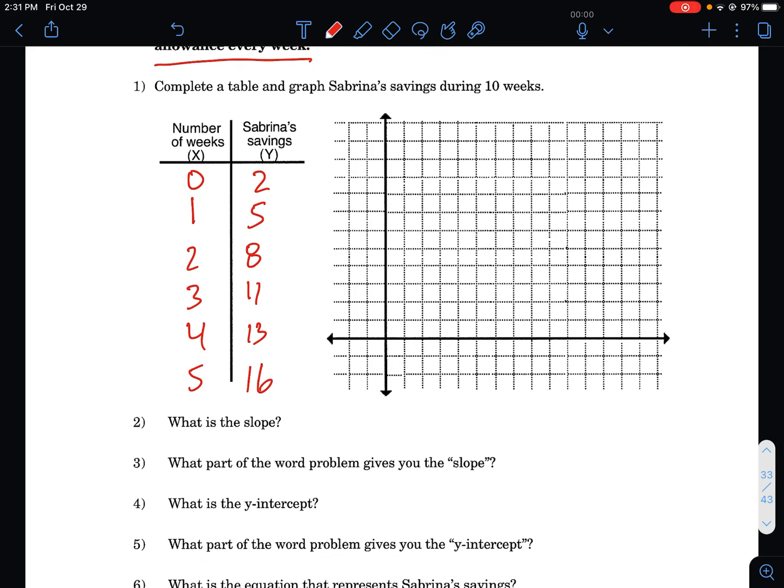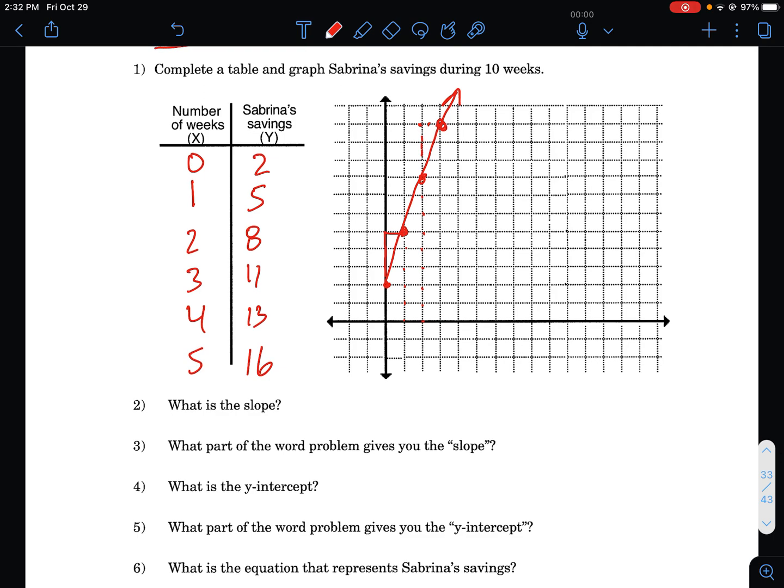And we could even graph this right now. 0, 2 is 0, 2. That's the beginning. 1, 5 is 1, 1, 2, 3, 4, 5. 2, 8, 1, 2, 3, 4, 5, 6, 7, 8. And you can see the pattern. You're going up 3 over 1, up 3 over 1, up 3 over 1. So Sabrina's graph looks like that. What is the slope? My slope is up 3 over 1, so that's 3 over 1, which is simplified to just 3.